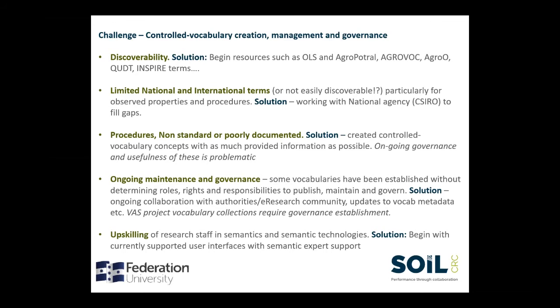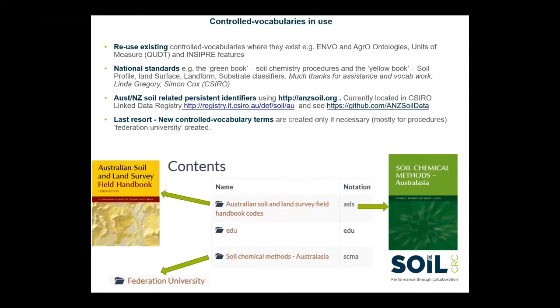So we established them, not necessarily determining the roles, rights and responsibilities for governing them into the future, particularly for project-specific ones that may only have a life within this project. And there's the upskilling of staff in semantics and semantic technologies. So we relied on user interfaces. Just on controlled vocabs, we reuse them where possible and use national standards. And there's the link to the Australian and New Zealand persistent identifiers that we're getting up. As a last resort, we have to create our own federation, university, or project-specific controlled vocabularies.